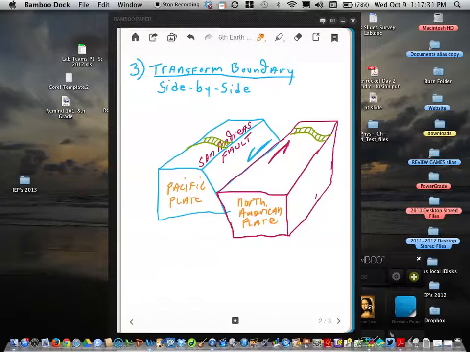And there's all kinds of evidence around here for that, that we'll get into. So I just want to add one word here that I forgot to put in: side-by-side movement. Okay? All right. So that's the third type of plate boundary that we're going to learn about.